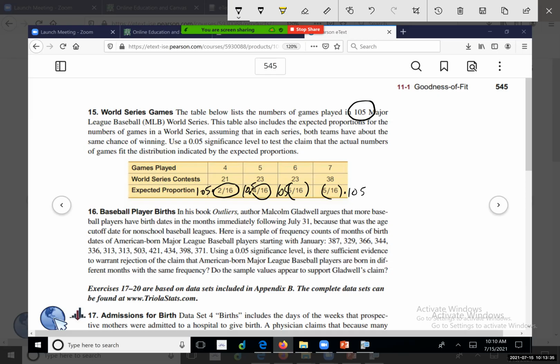So you are expecting 2 out of 16 of them to be in the number 4 category, and then 4 out of 16 of them in the number 5 of games played category. Okay, so put them in L1 and L2 and then see if you can do it. I'll give you a few minutes.